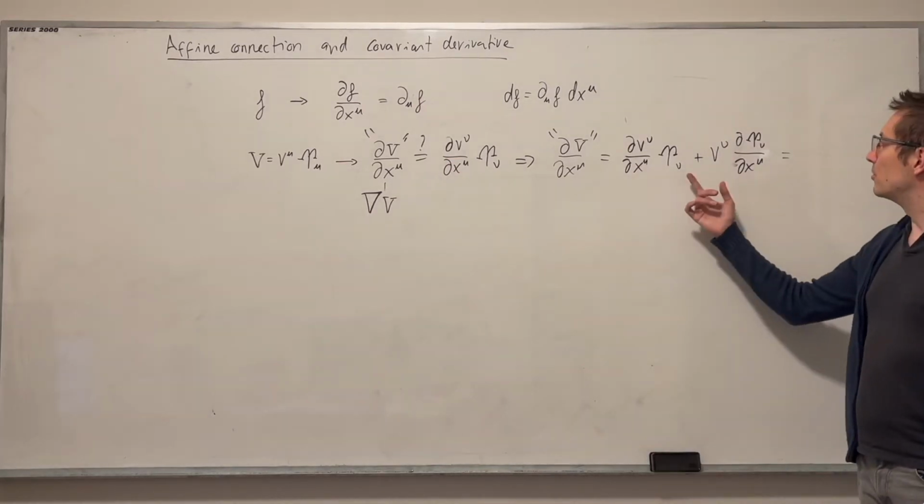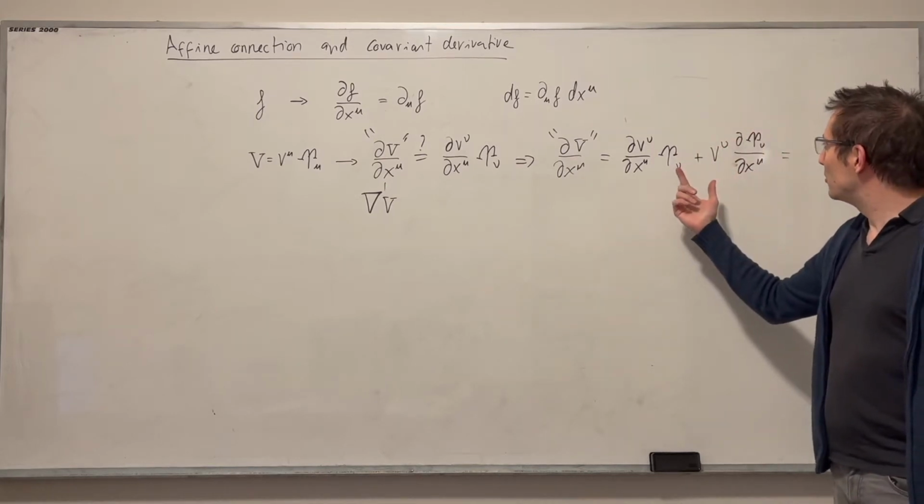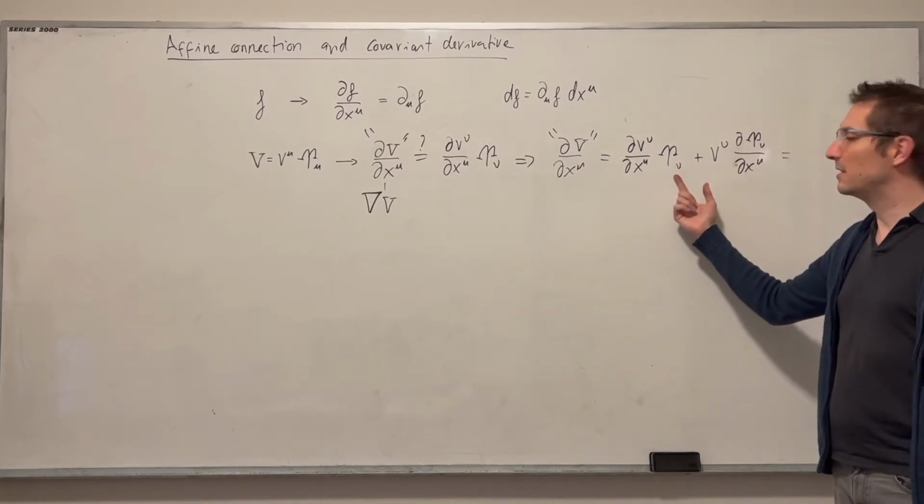Then you see, of course, that if you're in Cartesian coordinates in Rn, for example, you know that the components of the vector will change, but the vectors of the basis don't change.